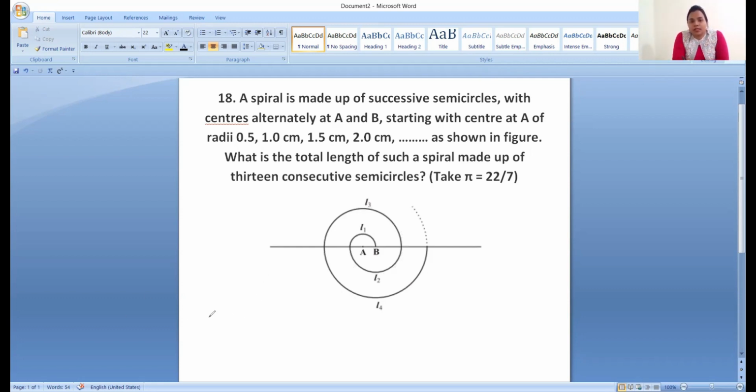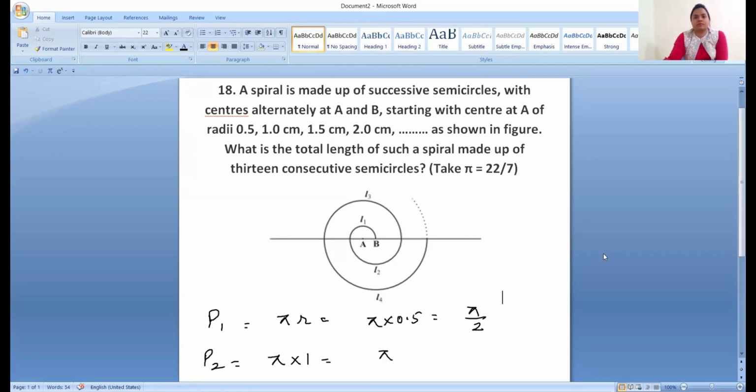So for the first semicircle, the perimeter P1 will be equal to the semicircle circumference. What is the circumference of a semicircle? Pi r. So this is equal to pi into 0.5, that is pi by 2. P2 will be again pi into 1, that is pi. P3 will be equal to pi into 1.5, that is equal to 3 pi by 2. P4 will be equal to pi into 2, that is equal to 2 pi.